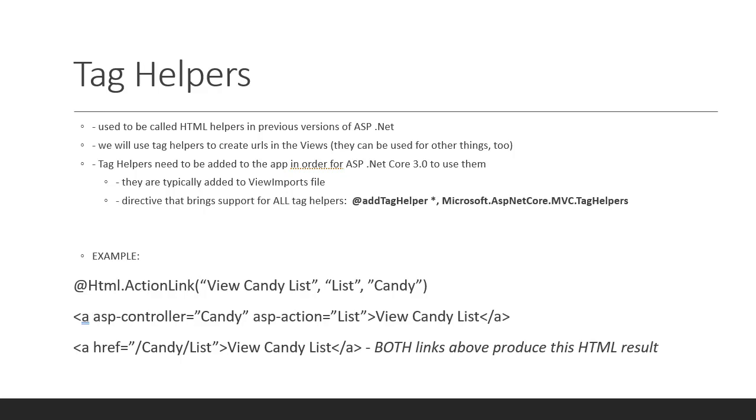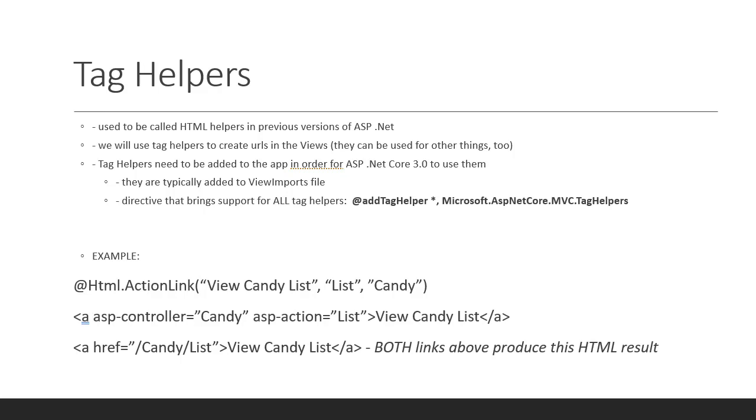So notice the examples. The first one is the old HTML helper that will create a link to candy/list. And the second one is the new tag helper that will also create exactly the same link. But as you can see, the tag helpers are much closer to how HTML tags are constructed. So tag helpers are more readable, and the result is cleaner HTML code than the old HTML helpers did.